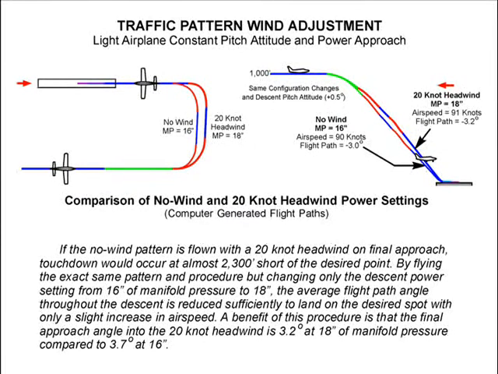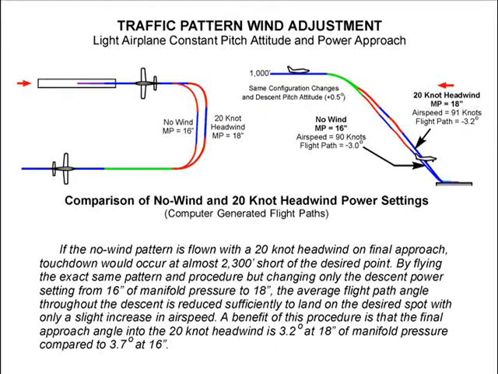After we have fine-tuned the constant pitch and power traffic pattern in no wind conditions, let's consider the effect of a headwind on final approach. If we fly the no-wind pattern in this case, we will land short. This can be avoided by increasing the descent power setting, which reduces the average rate of descent for the entire descending portion of the traffic pattern. Other than this increased power setting, all other parts of the traffic pattern procedure remain the same.